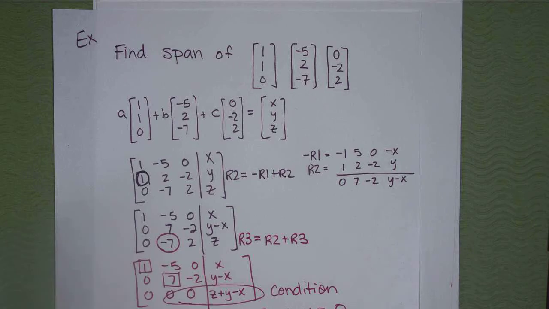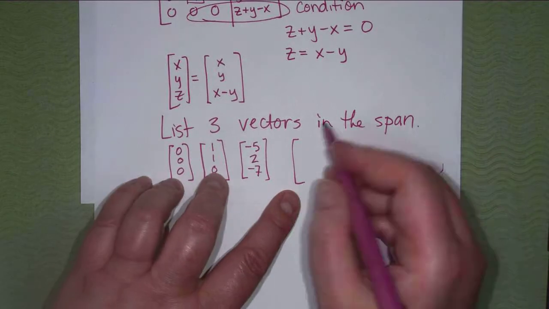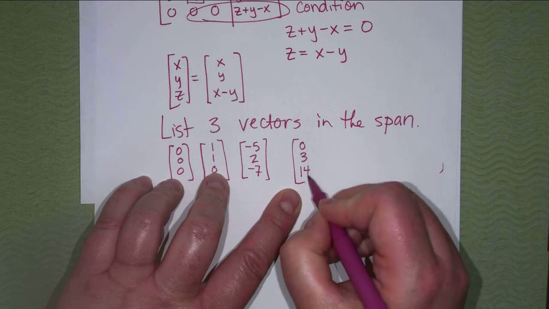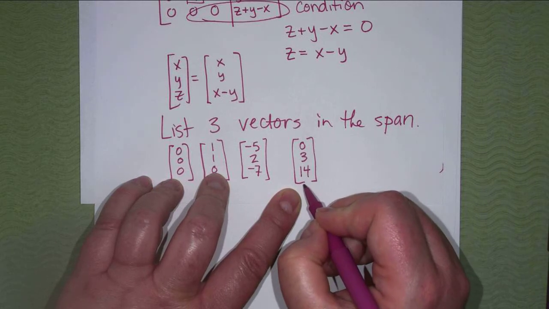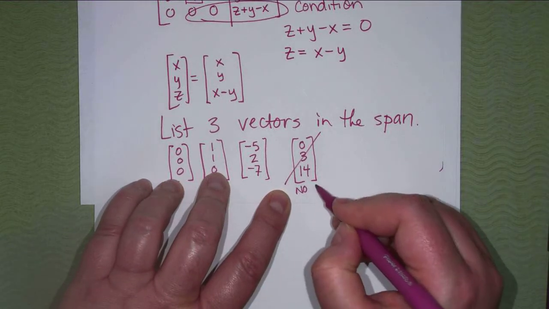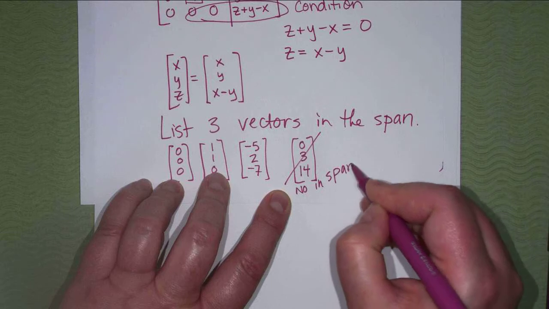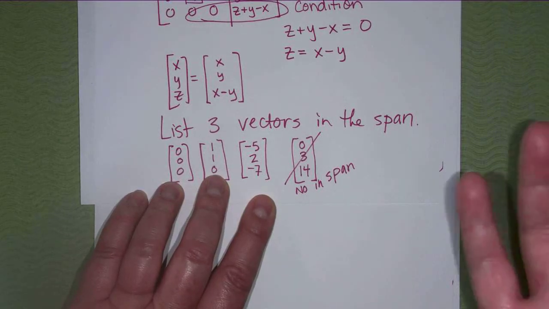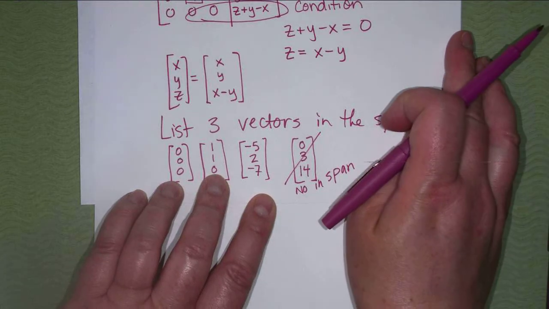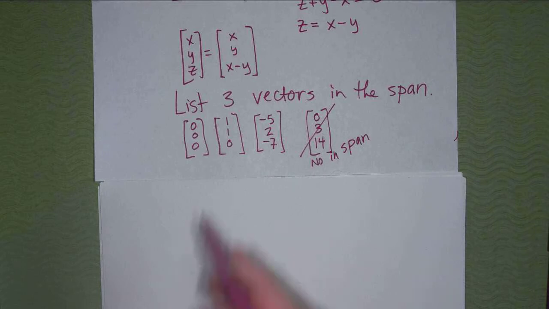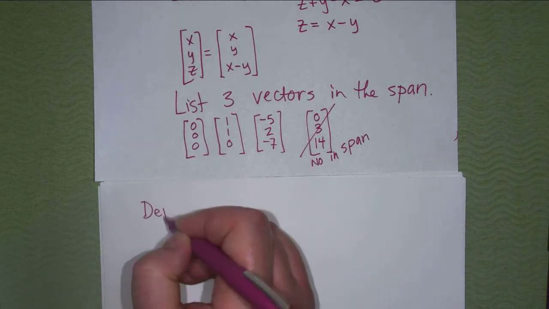If I take one that's not in the span, like 0, 3, 14, and I set that up as a linear combination and try to solve it, it'll give no solution. This is not in the span. So only the vectors that are of this form will work with those equations. When I did that t, which isn't necessary, I was asking for a dependence relation.